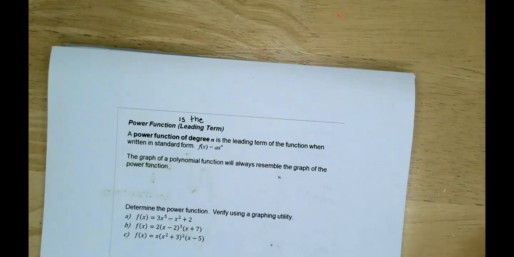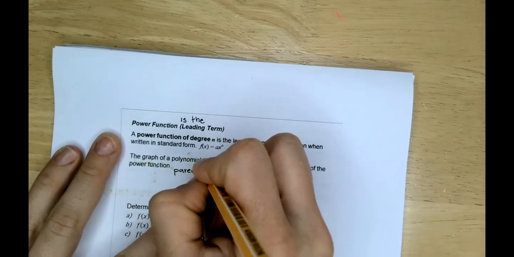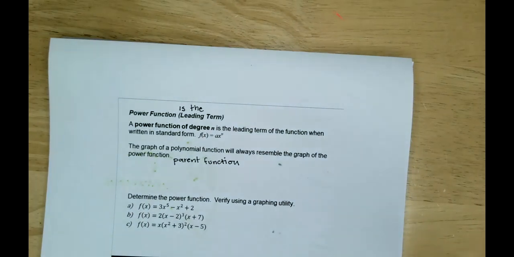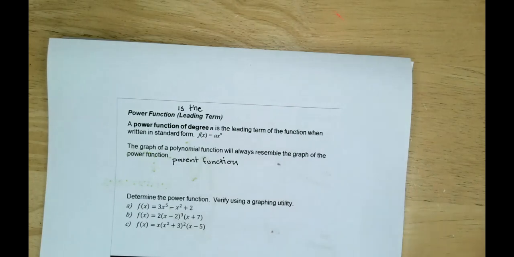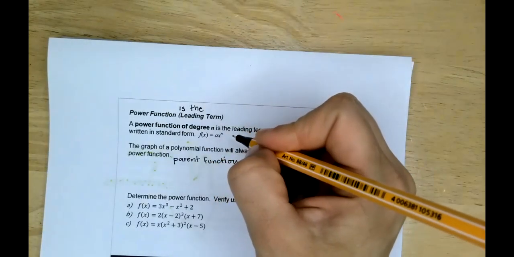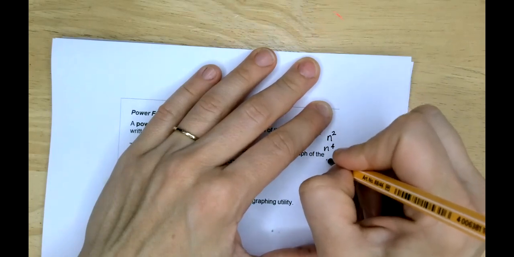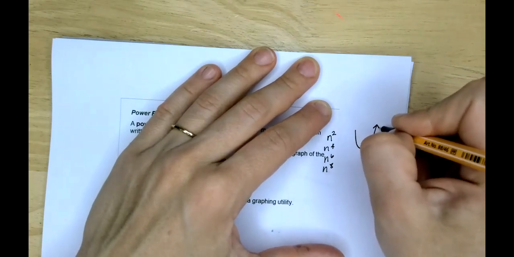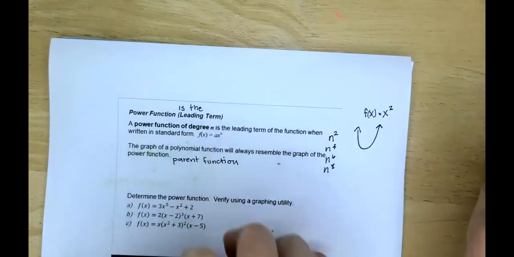So the graph of a polynomial function will always resemble the graph of the power function or the parent function. So we're just experiencing a parent function with some changes, right? Here would be x cubed, but then we have a -2 shift, for example. If this n is even, so n to the 2, n to the 4, n to the 6, n to the 8, it is going to resemble somewhat the graph of f of x equals x squared, right?